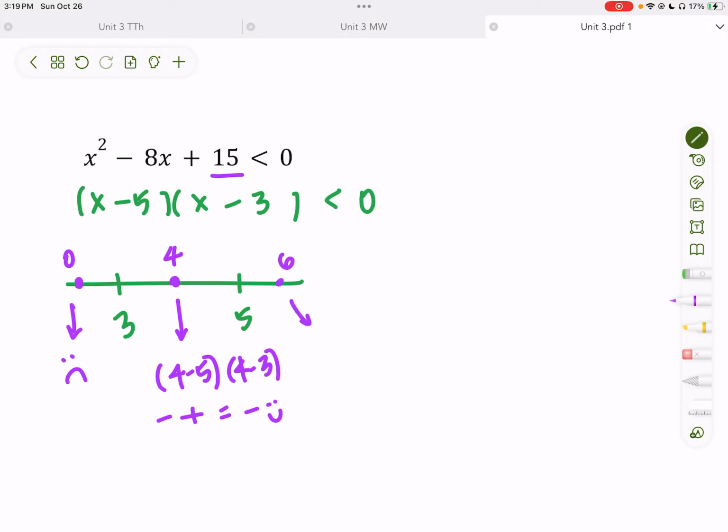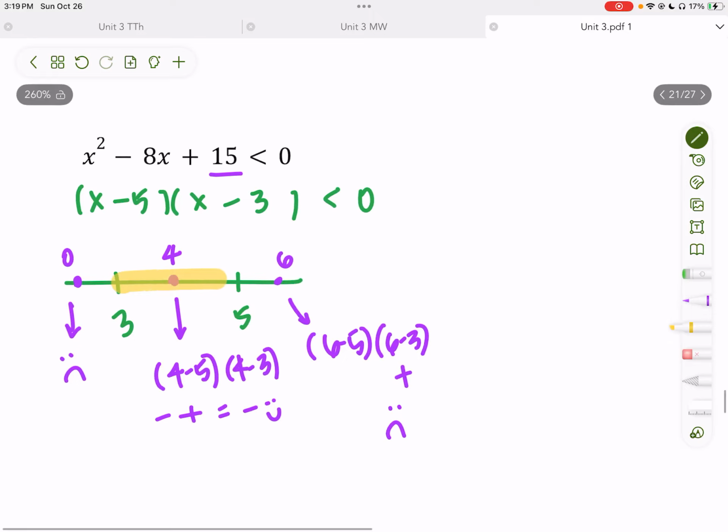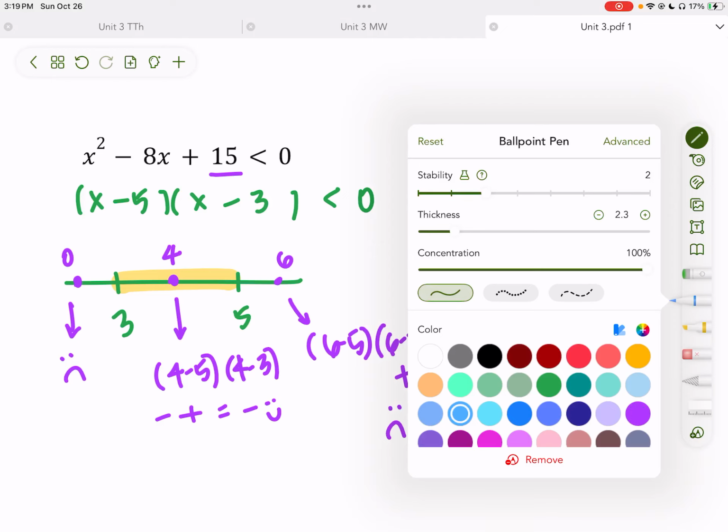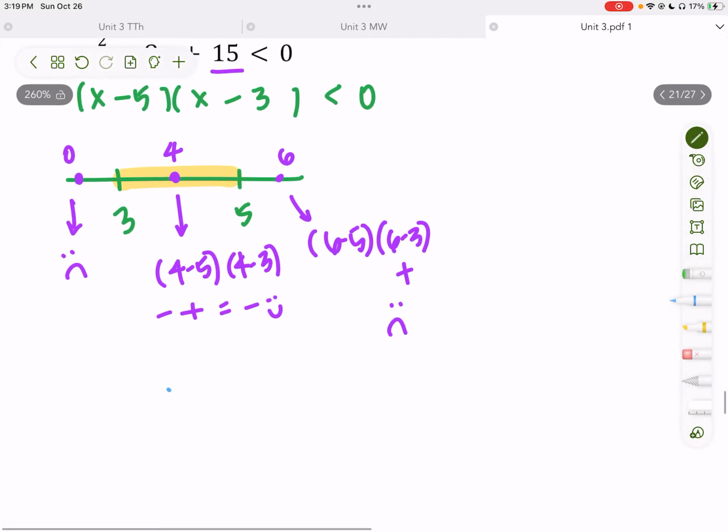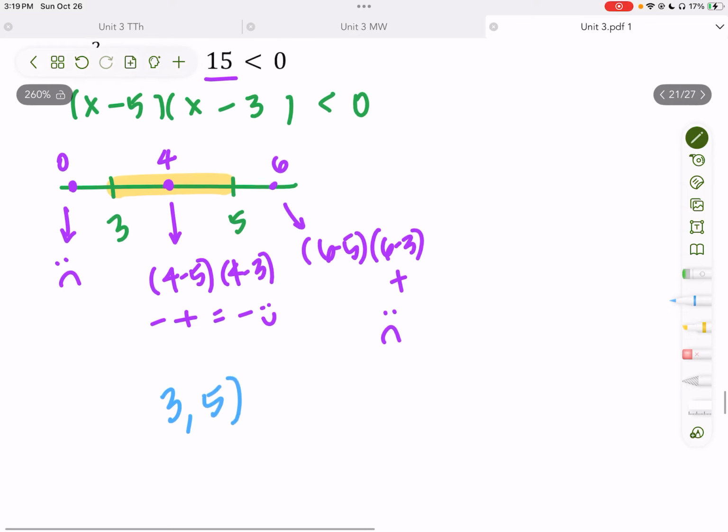And if I plug in a 6, I have 6 minus 5 and 6 minus 3, which is positive and does not work. So that means our solution will just be in the center from 3 to 5.